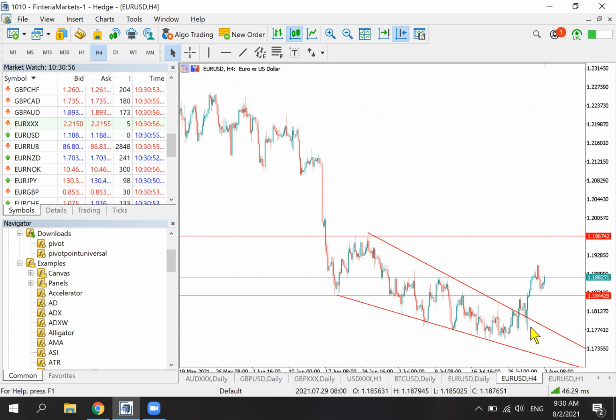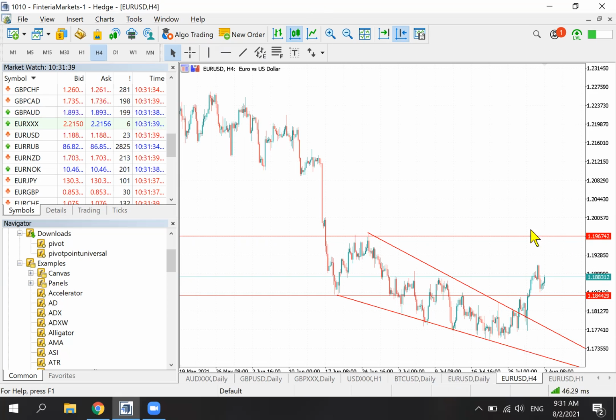Technically speaking, if we want to set some targets, the first target would be, let's say, we can measure the range of this formation. We can do it in the following way. We can see how wide this formation is. It's approximately 60 pips, and from the level where it was finally broken, we can draw 60 pips, and that would be the first target. We can see that the market has reached the first target already.